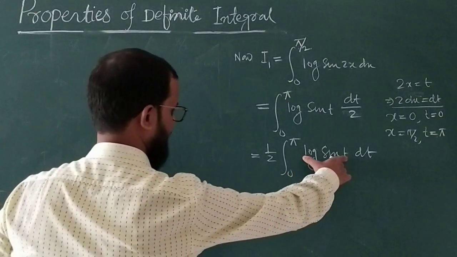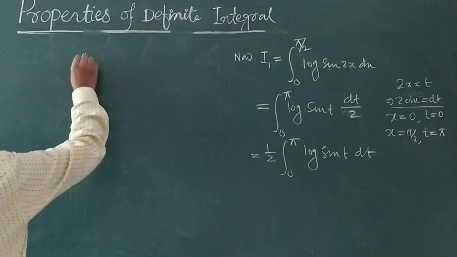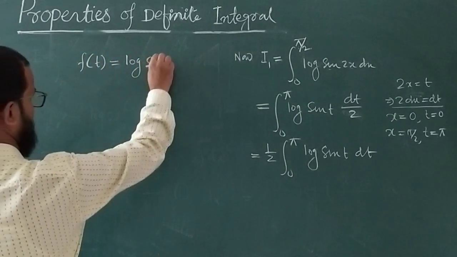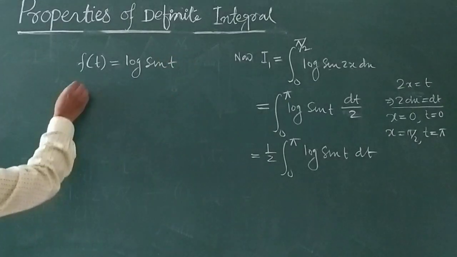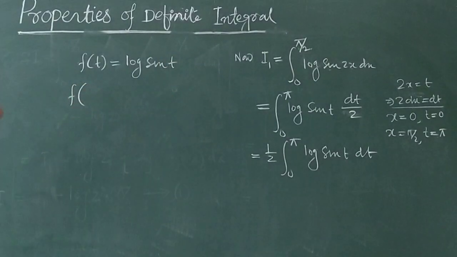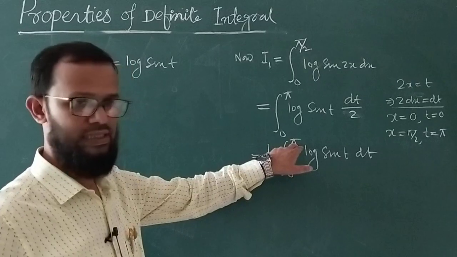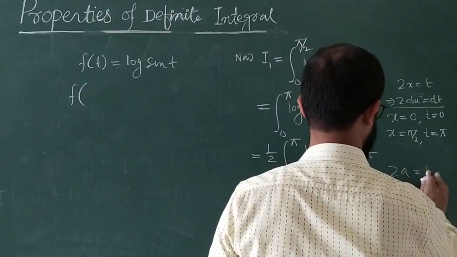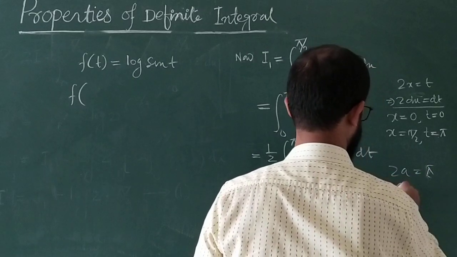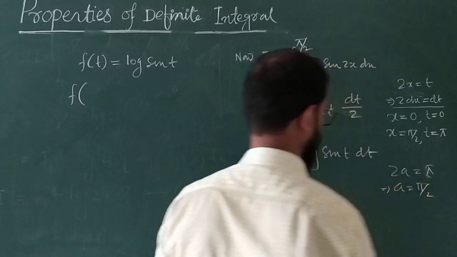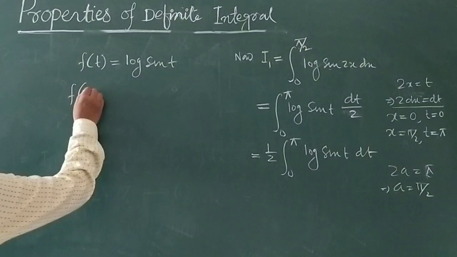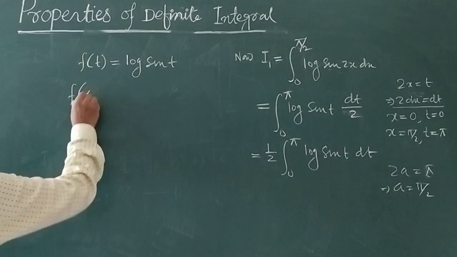Now this is your function in terms of c. Here f(t) equal to what? log sin t. So I am using the property 0 to 2a. Here 2a equal to, I am supposing, pi. So a equal to what? a will be pi by 2. So f of 2a minus t.